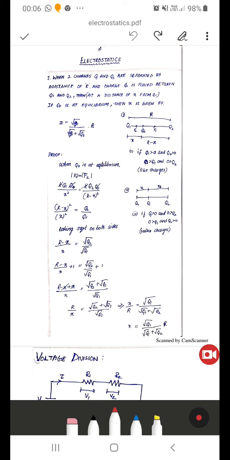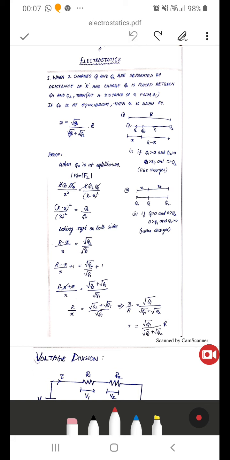Now if both are positive or both are negative, that is if they are like charges, then the charge q0 should be placed in between q1 and q2. If they are like, they have to be placed in between them. Okay. If they are unlike charges, that is if q1 is positive and q2 is negative, or if q1 is negative and q2 is positive, then q0 has to be placed outside q1 and q2. It has to be placed away from r, right? So in this case you have to place q0 outside r. These are the conditions you have to look through and you have to solve the problem.